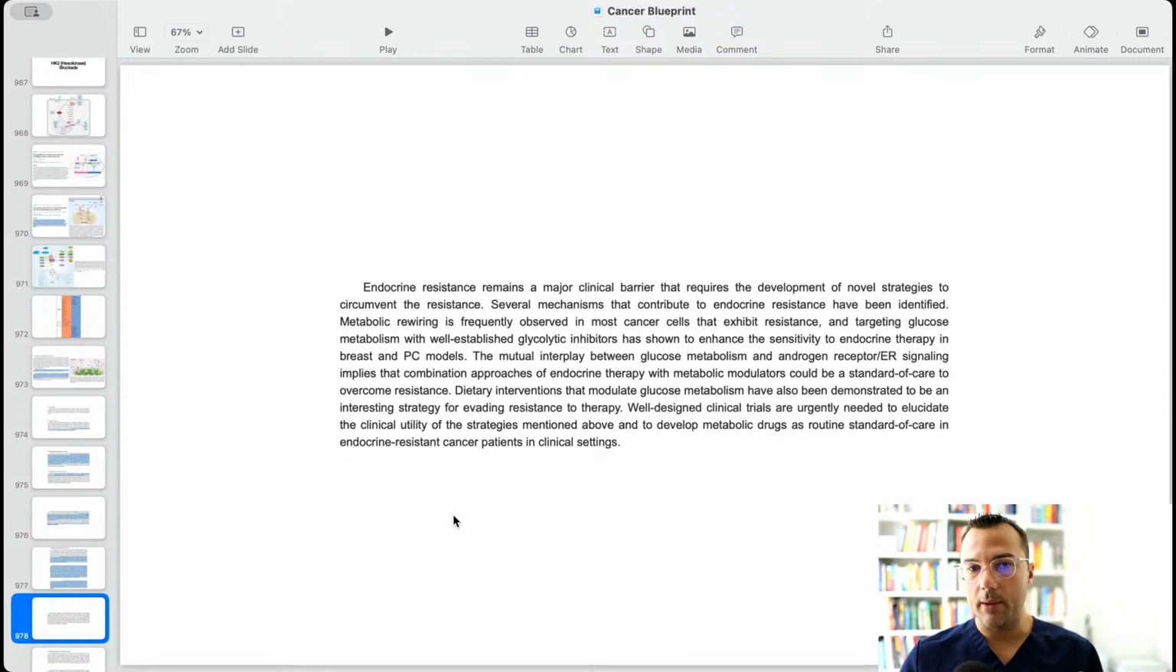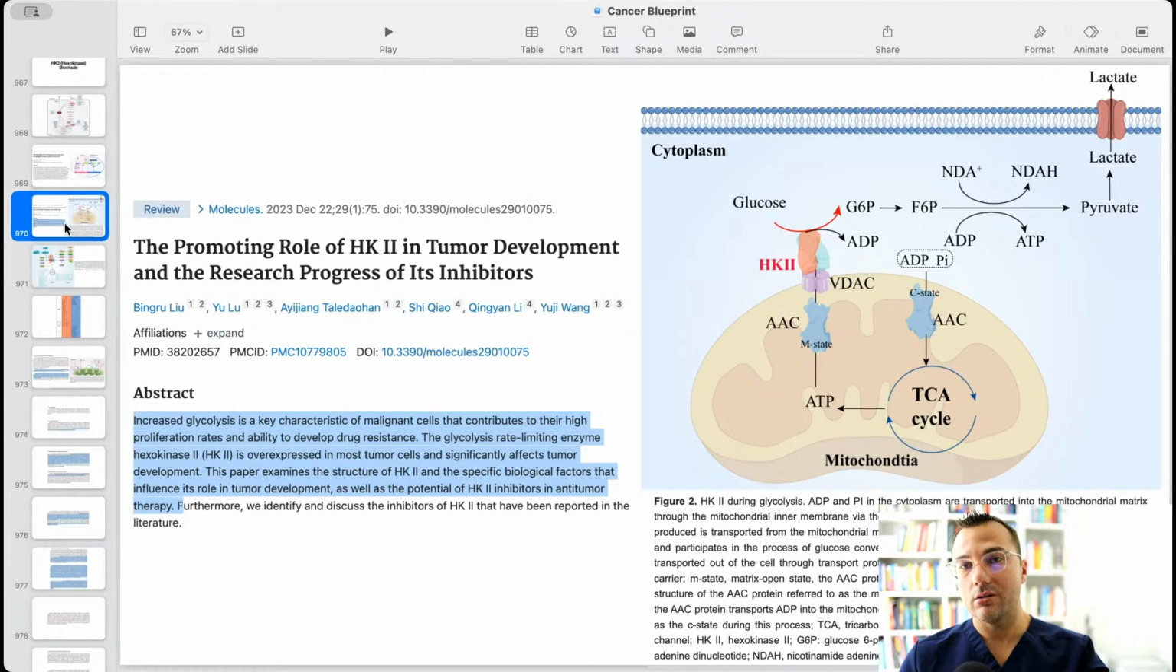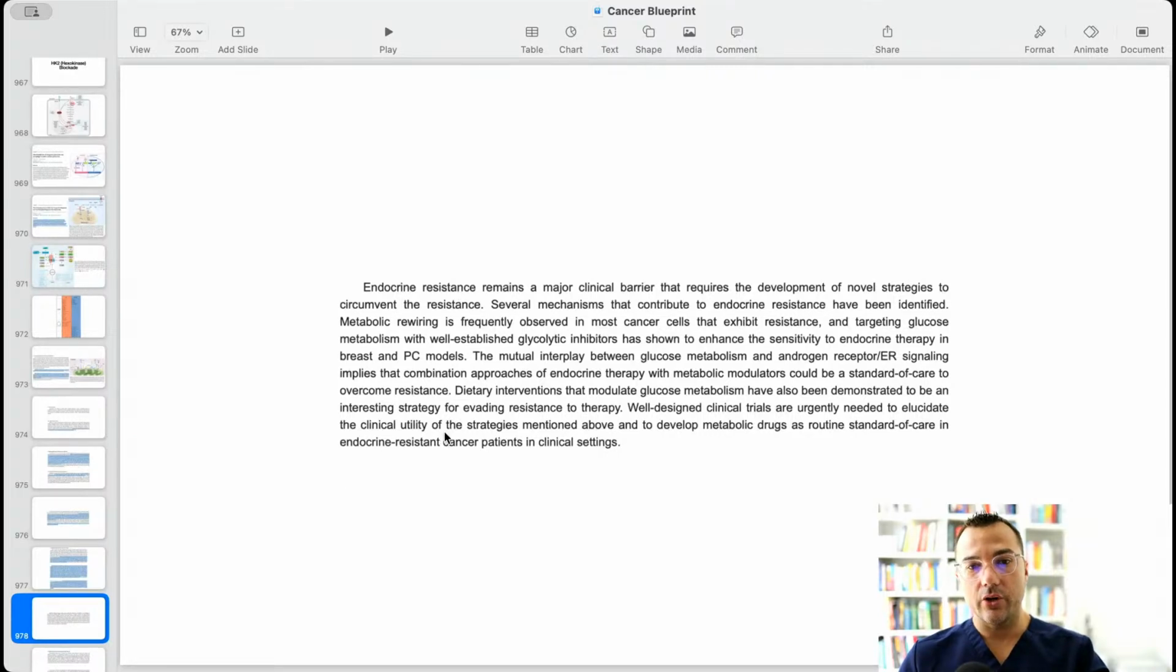Dietary interventions that modulate glucose metabolism have been demonstrated to be an interesting strategy for evading resistance to therapy. Well-designed clinical trials are urgently needed to elucidate the clinical utility of strategies mentioned above and develop metabolic drugs as routine standard of care in endocrine-resistant cancer patients in the clinical setting. This was published in December of 2023. This is an urgent call that is recent for, I don't know if I agree that it needs to be drugs per se, the development of drugs. I think that clinicians need to learn how to put people on ketogenic diets, or work with dietitians and health coaches that know how to put people on ketogenic diets. There needs to be an urgent training of physicians.